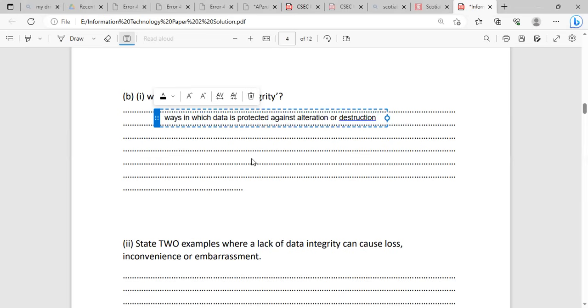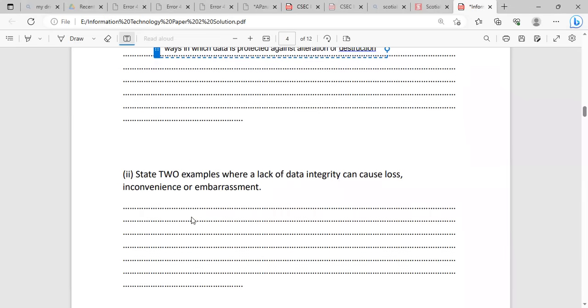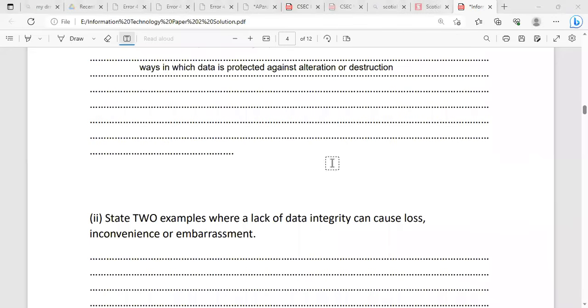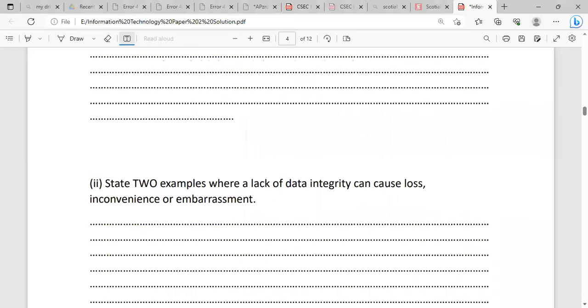All right. And the next one says, state two examples where lack of data integrity can cause loss, inconvenience, or embarrassment. Type that in the comment section. State two examples where lack of data integrity can cause loss, inconvenience or embarrassment.